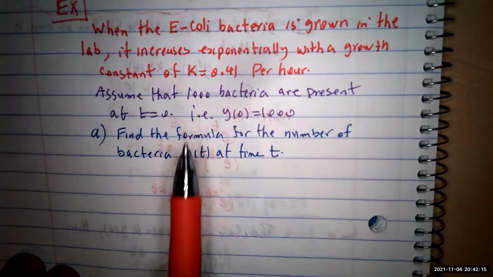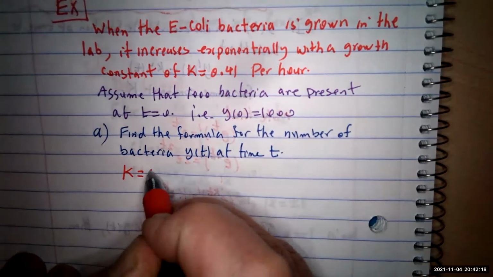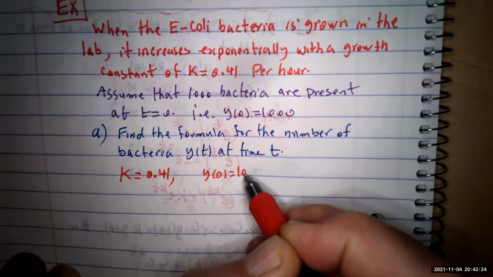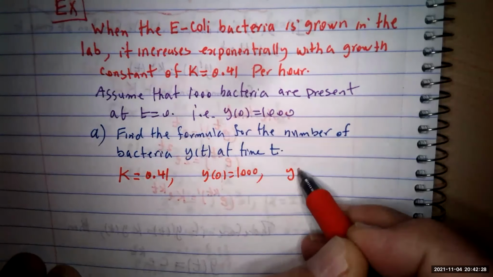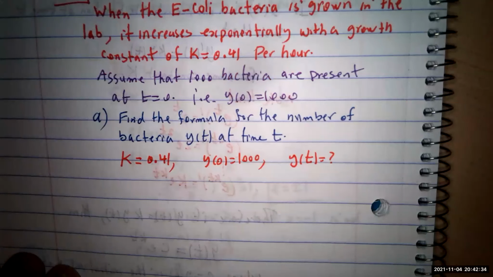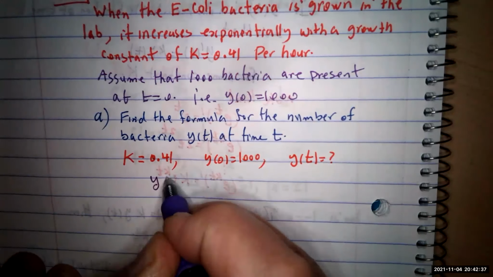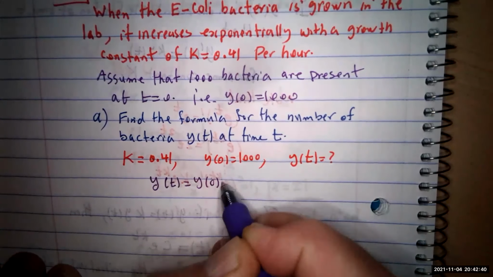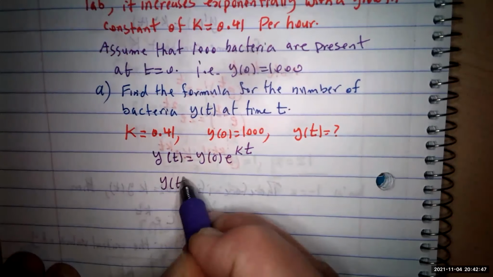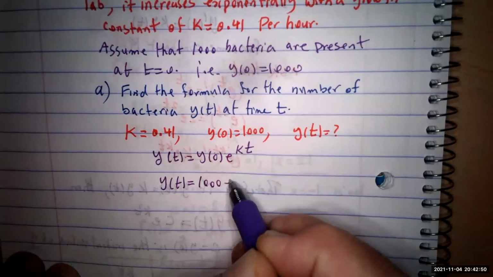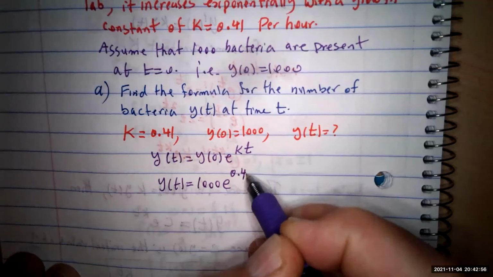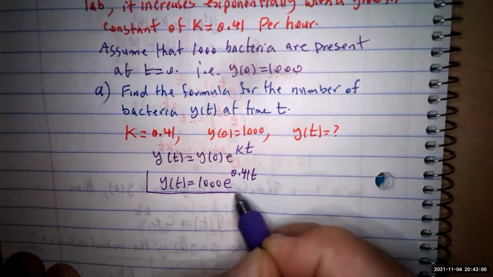Okay, so this means the k is already given to you. See, this is your k. Your k is 0.41. Initial number of the bacteria is 1,000. So what you would like to do, you would like to have the formula for y of t. So we just give you the formula, you just substitute. You see the formula is y of t equal to y of 0 e to the kt. Now substitute. If you substitute, y of t is equal to 1,000 e to the k, which is 0.41 t. So this is going to be your model.